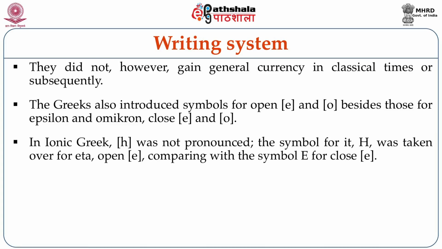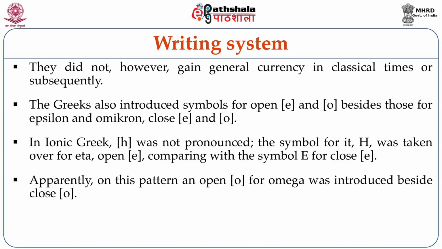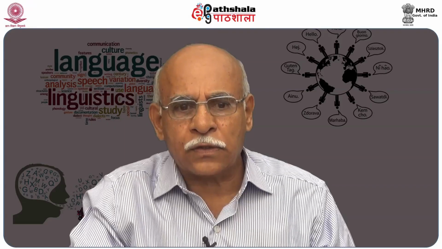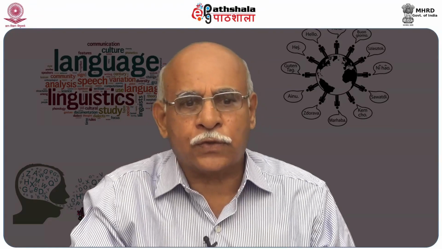In Ionic Greek, h was not pronounced. The symbol for it, h, was taken over for eta, open A, comparing with the symbol capital E for close A. Apparently, on this pattern, an open O, omega, was introduced besides close O. The Greeks also introduced 4 additional characters for the Semitic alphabet, those for upsilon, phi, chi, and psi. The sources of those are unknown to us today.